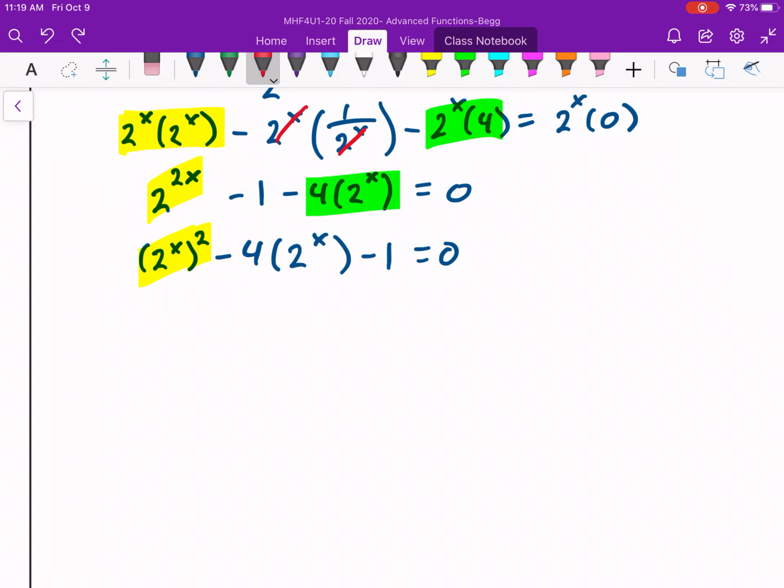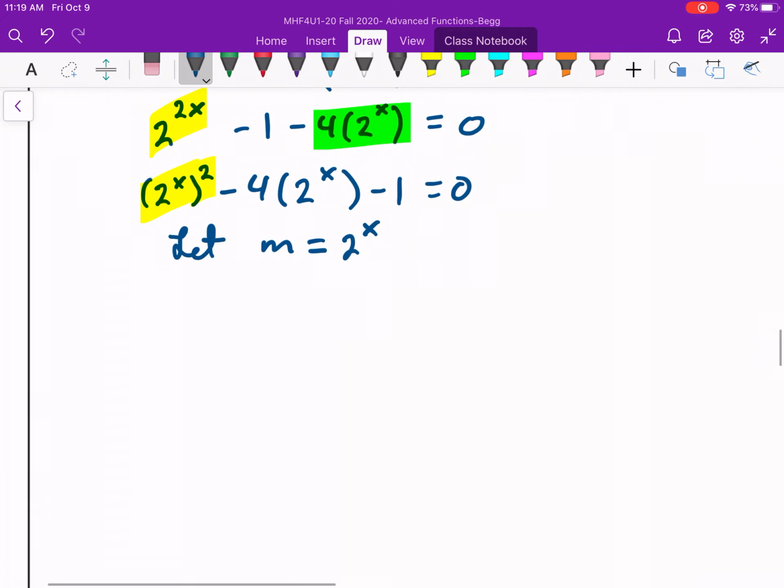And it may look more like a quadratic if I do something like let, I don't know, 2 to the x equal m, or pick just some number. So I'm going to let m equal 2 to the x. If I do that and replace everywhere I see 2 to the x with m, I end up with m squared minus 4m minus 1 equals 0. And now it should be obvious to everybody that it looks like a quadratic. So the first thing I can do is try to solve this quadratic to find out what m is equal to. That won't be my final solution, but that'll get me along my way.